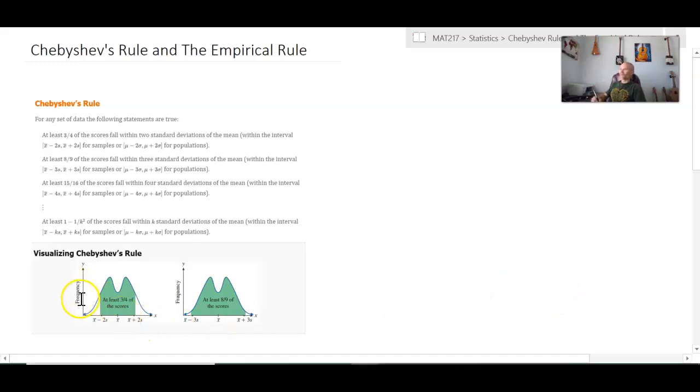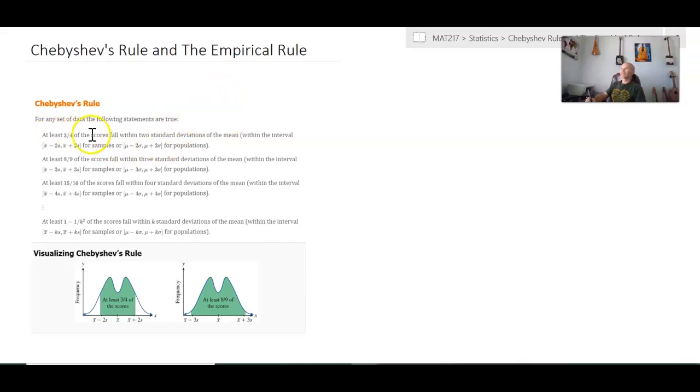So we might have a variety of distributions, and maybe that distribution has kind of this bimodal shape, modal meaning that it just has two most frequent points. We don't really necessarily have a specific rule for how the data has to show up. So Chebyshev's rule allows us to make some statements.